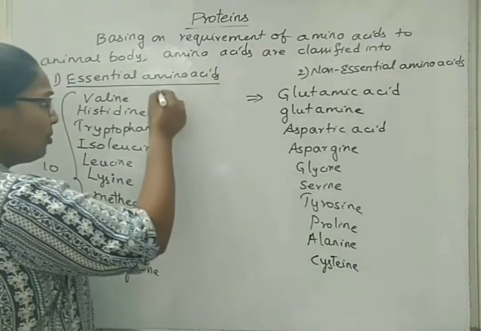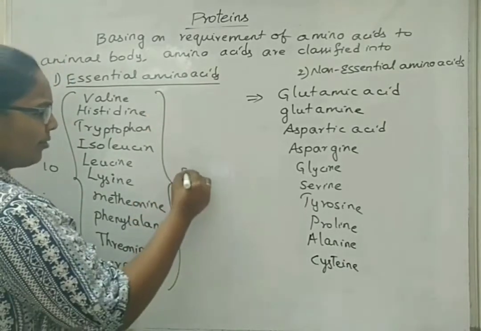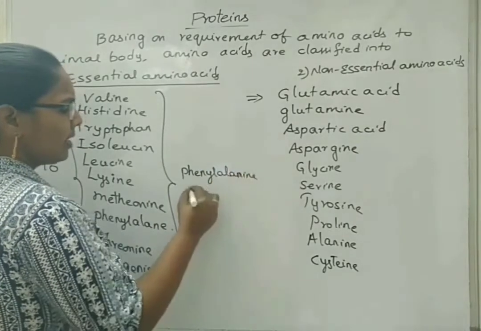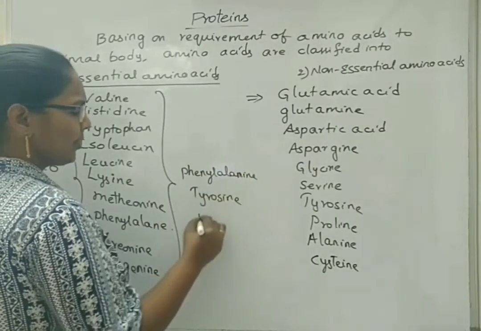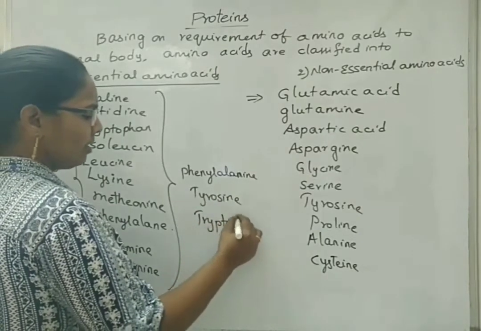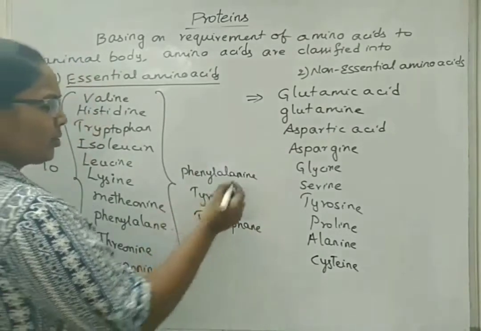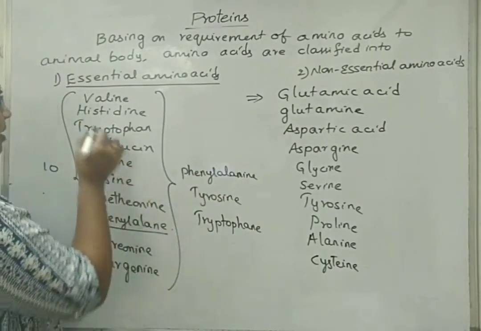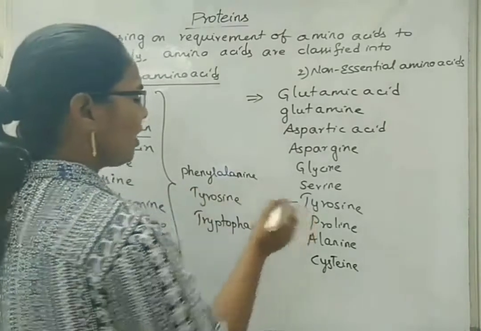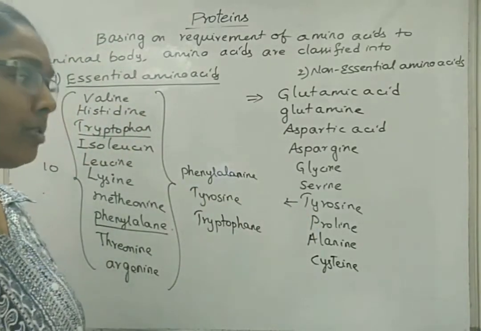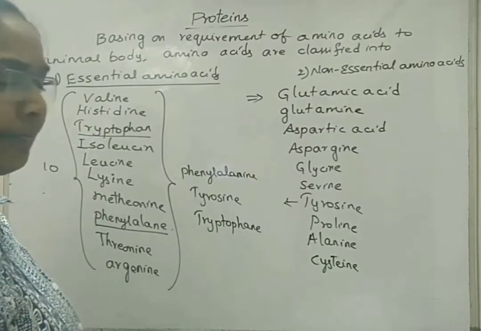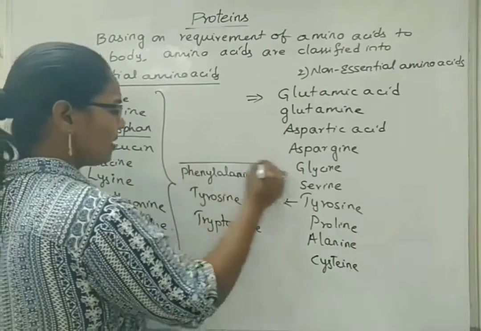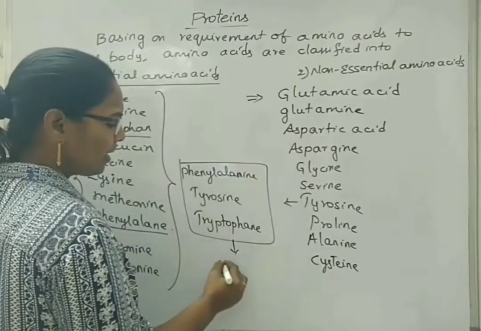Now, out of these, phenylalanine, tyrosine and tryptophan are considered aromatic amino acids. Phenylalanine and tryptophan are essential amino acids as we have mentioned. But tyrosine we have mentioned under non-essential because it is already synthesized in the animal body. So phenylalanine, tryptophan and tyrosine, these three are considered aromatic amino acids.